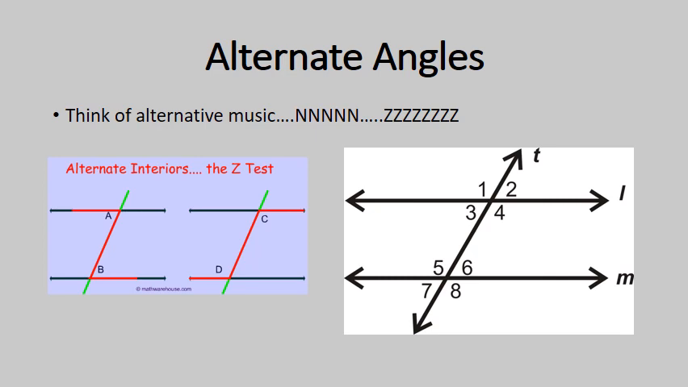Then the alternate angles, I always remember them as, I listen to alternative music, and that's N, Z, N, Z. Okay, alternative music, that is the N and the Z shape, and we call them alternate angles. So if you look at your picture on the right, can you see that angle 4 would be equal to angle 5? And can you also see that angle 3 would be equal to angle 6?